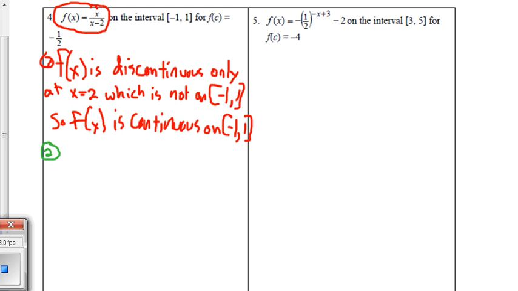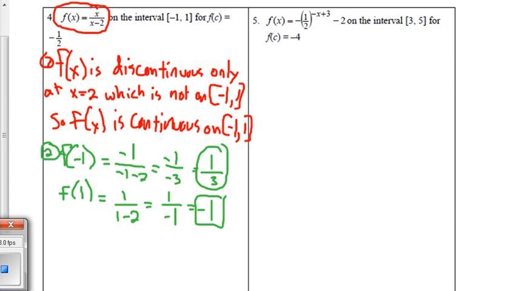The second condition is that the value -1/2 is going to be between f(-1) and f(1). So I'm going to find those now. f(-1) equals 1/3, f(1) equals -1, and I know that -1/2 is between those two values. So therefore, the intermediate value theorem is applicable for f(c) equals -1/2 on the interval from -1 to 1. And now I need to find the value of c guaranteed to exist by the theorem.